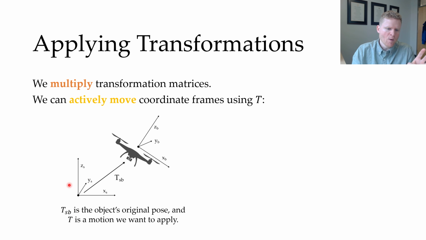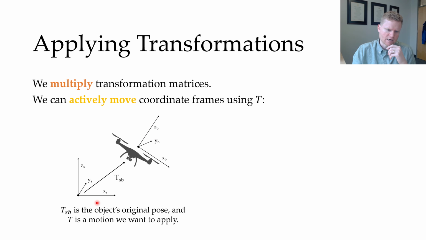So I've got a home coordinate frame, this coordinate frame S, and this coordinate frame is not moving. It's stationary. That's why I use the letter S. It's a stationary fixed coordinate frame. And then I've got this other coordinate frame B that's attached to the drone. Wherever the drone goes, this coordinate frame goes. I'm calling that a body coordinate frame because it moves with the body of this object.